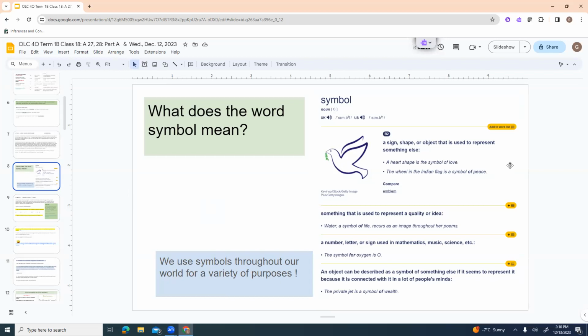Something that is used to represent a quality or an idea. So water is sometimes considered a symbol of life. And so in this sentence, they say it recurs as an image throughout her poems. A symbol could also be a number, a letter, or a sign used in mathematics, music, science. The symbol for oxygen is O, right? There's a little note symbol that tells you what to play.